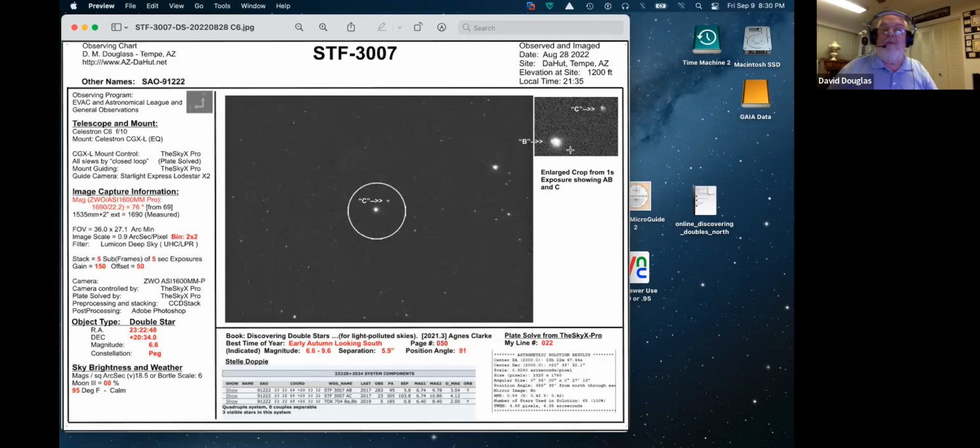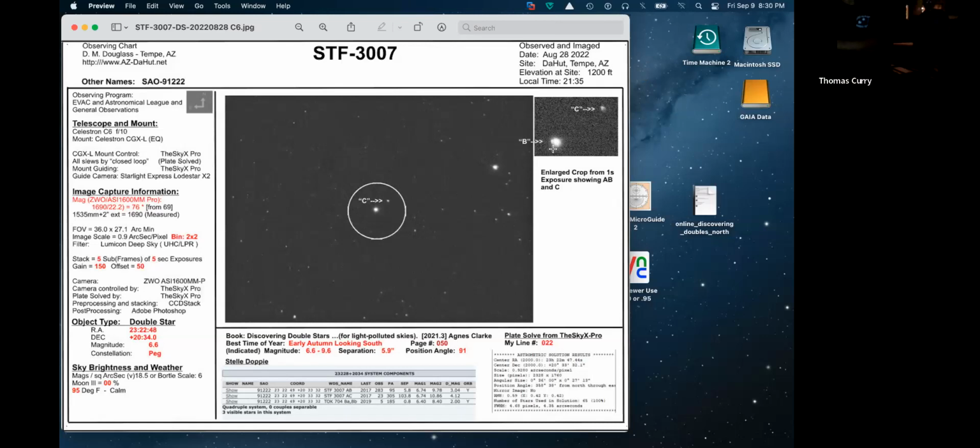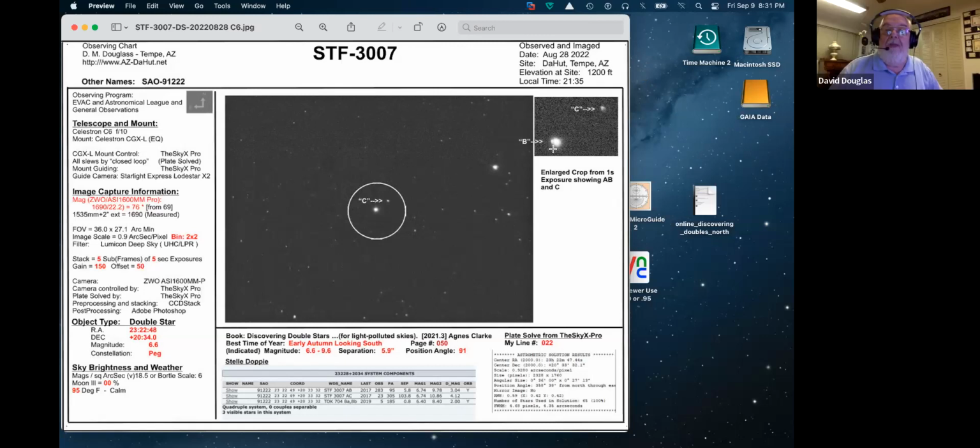Oh, yes, this is what I was looking for. Okay, I've got my C out there, but where's the B star? And if you look just off to the left, I'm up here in the upper left-hand corner. If you look off to the left, upper right, you can see B. That took an enlargement. I cropped that area out and I expanded it.